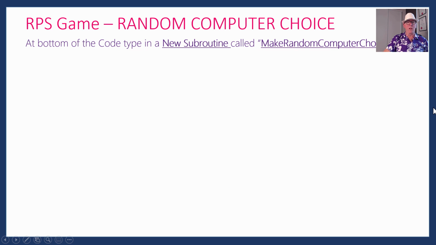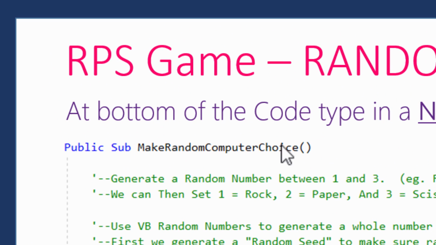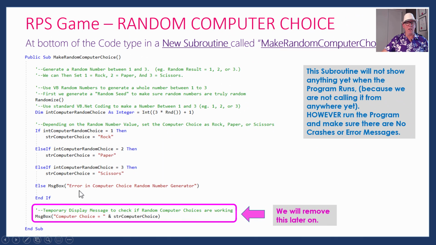So at the bottom of the current code, we're going to add a brand new subroutine. This isn't one where you double click and it gets made automatically for us. We have to make this one ourselves, and it's going to be called MakeRandomComputerChoice. So you need to type in Public Sub MakeRandomComputerChoice brackets, and you'll have to type in an End Sub, and then in between here, we're going to have all our code. So we just got some comments there, so you should have these single quote comments so other people reading your code can tell what it's doing.